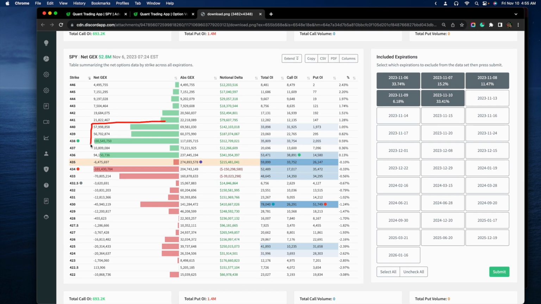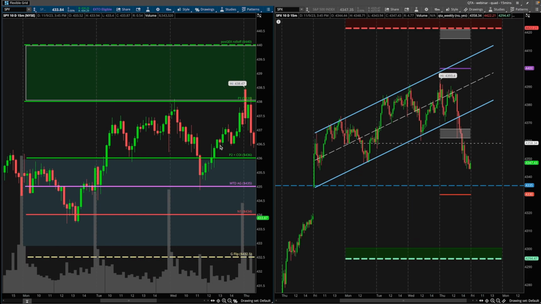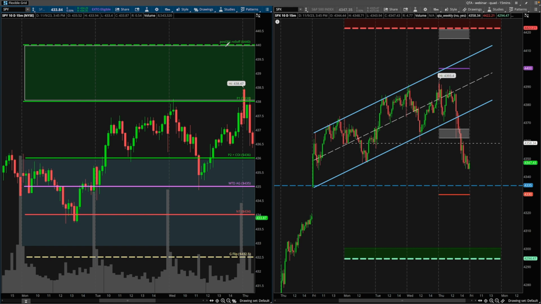So I'm marking this big green area on my chart. So if we go back to this, that's what this is. Past 440, positive GEX rolls off. I'm interpreting that as there isn't really much of an expectation for the SPY to be above 440, which is why I started the week saying if the SPY got up to 440, I would be looking to short.